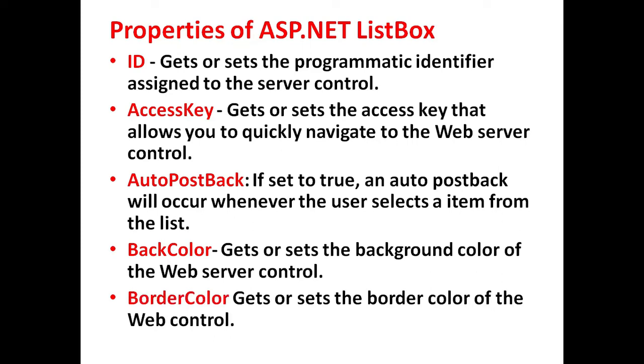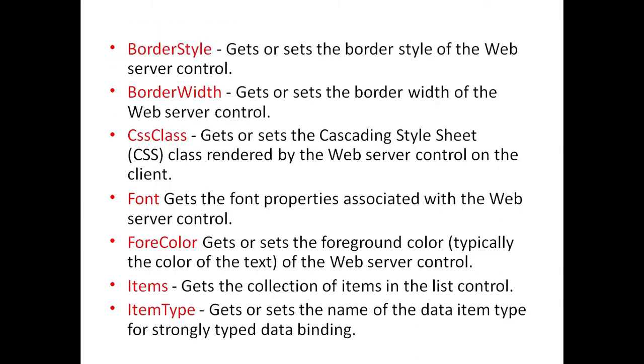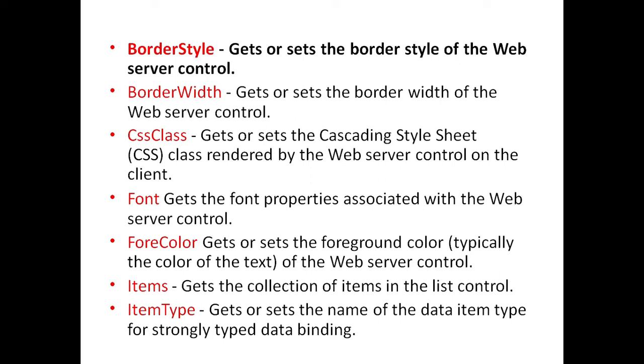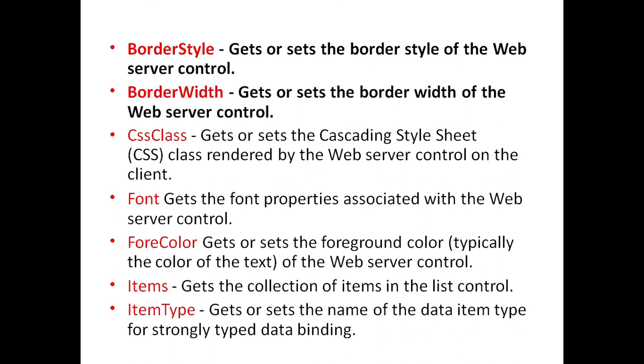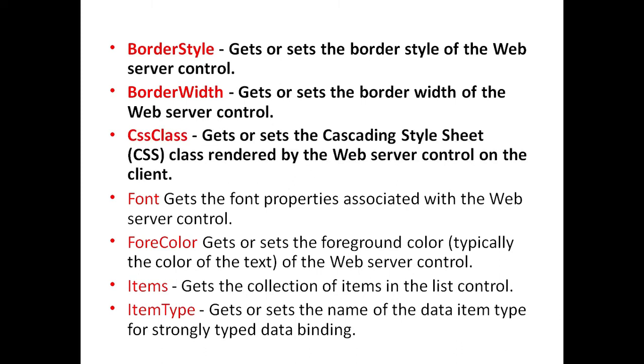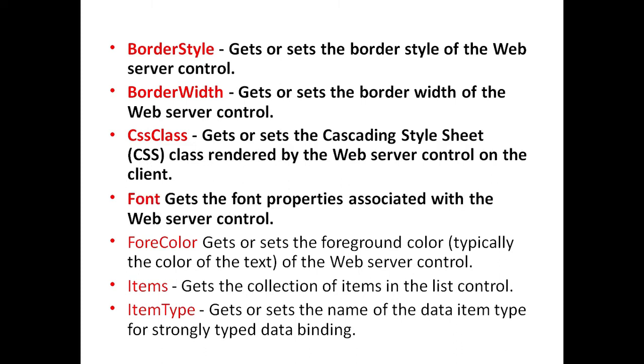BorderColor is used to get or set the border color of the web control. BorderStyle is used to get or set the border style of the web control. BorderWidth is used to get or set the border width of the web server control. CssClass is used to get or set the cascading style sheet class rendered by the web server control. Font is used to get the font properties associated with the web server control.